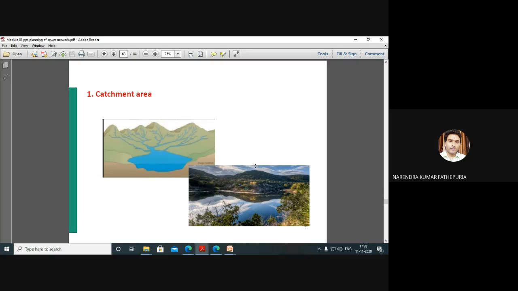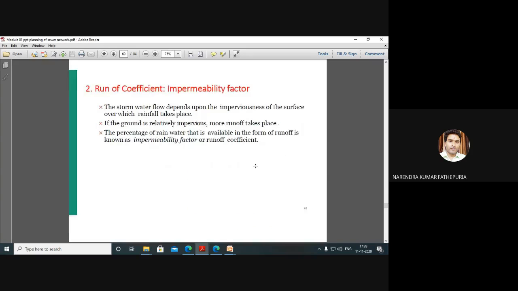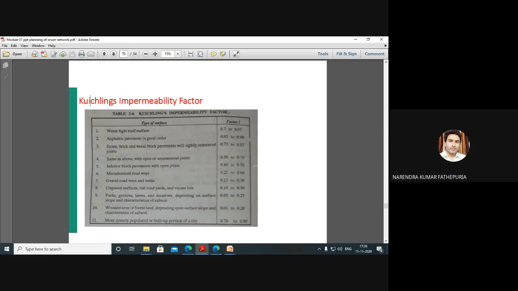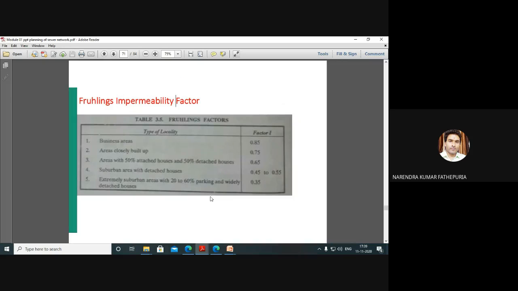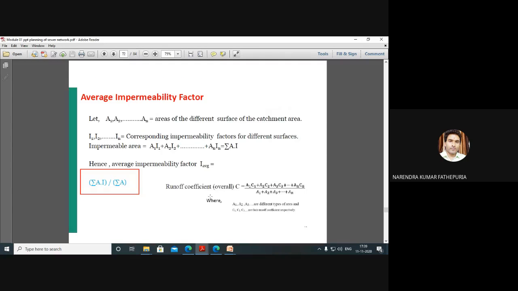Okay. So just skipping depending factors, permeability coefficients. The Kuchling imperviousness coefficient I value will depend on the surfaces. So various surfaces have various values. So the average permeability factor you can take like this. Suppose we have multiple areas. So summation of all the areas multiplied with the corresponding impermeability factors. Suppose A1 area has some impermeability factor value. Like this, summation of all the A into I divided by summation of the A, you will get the runoff coefficient. So C you will get in such a manner.